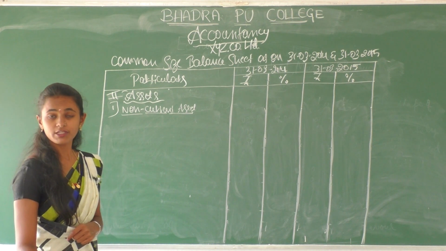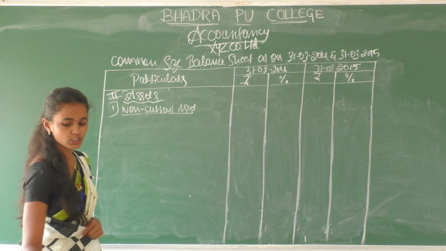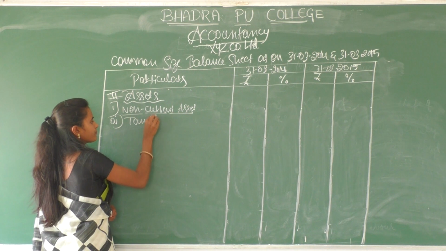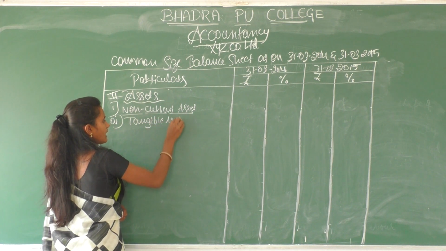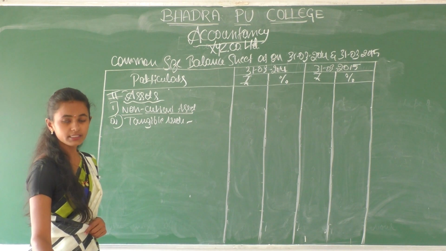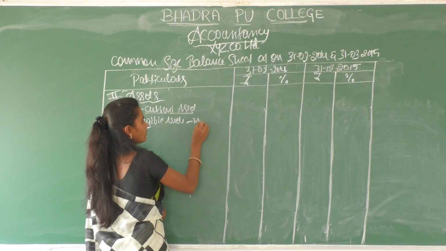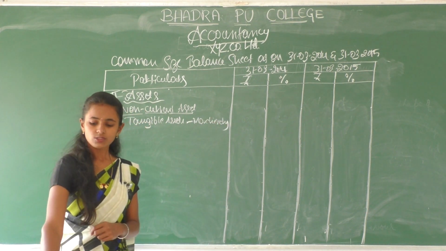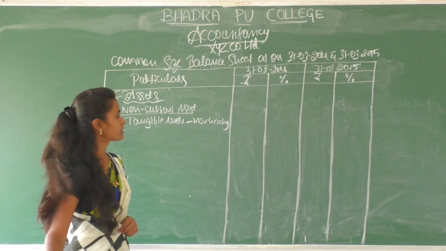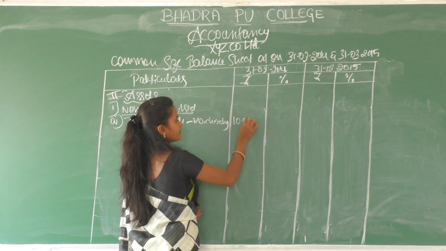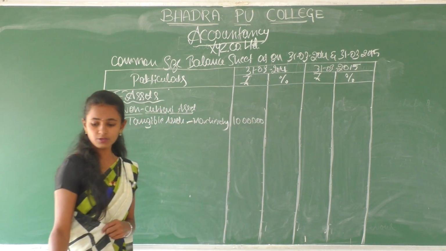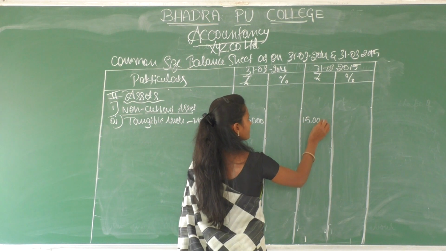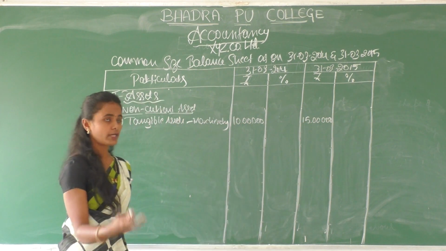The first one under non-current asset is tangible assets. Under that the item is machinery, as they have only given in the problem. In case of 2014 it's 10 lakh, and in case of 2015 it's 15 lakh.